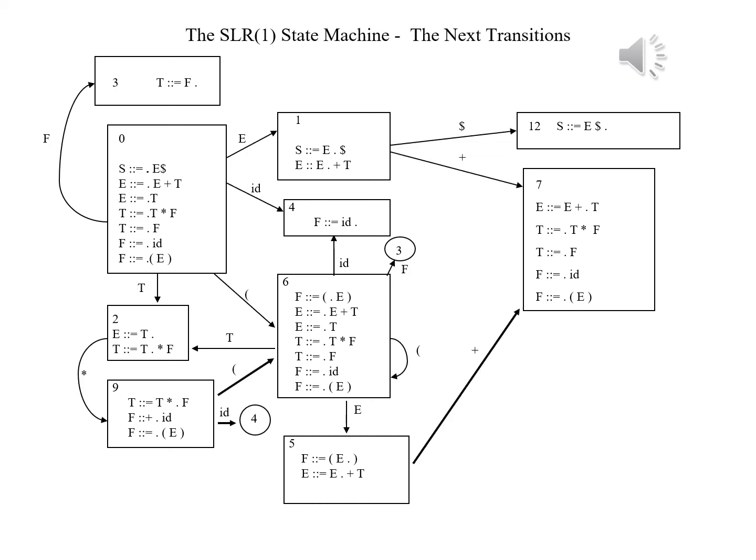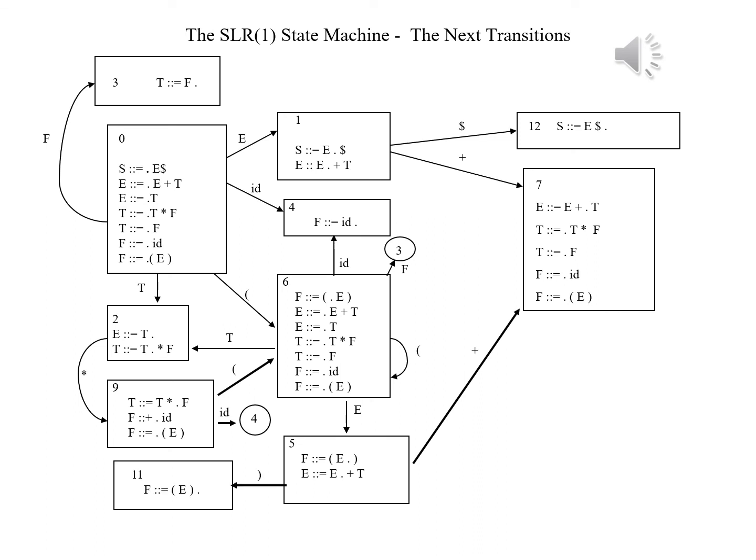Let's turn our attention now to state 5. On the transition for plus sign, we go from state 5, where we have E derives E dot plus T, to state 7, where we have E derives E plus dot T. The dot moved one place to the right. We have seen this state before, transitioning to it from state 1.